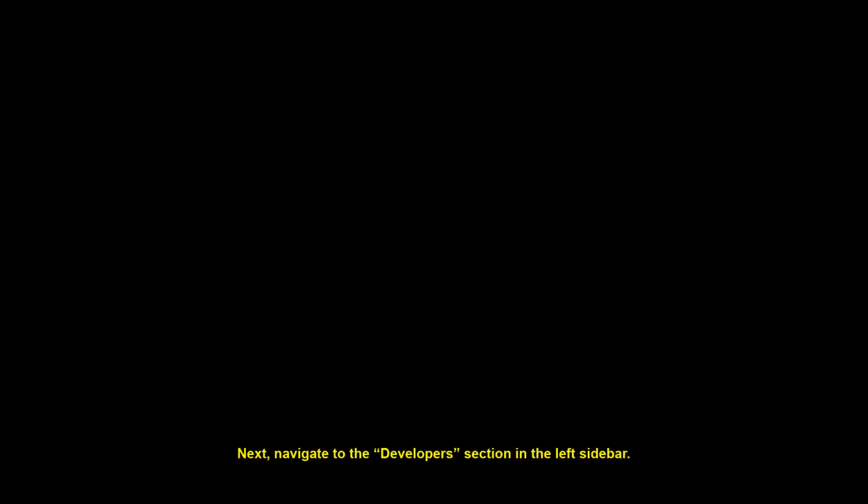Next, navigate to the Developers section in the left sidebar. Select API keys to find your publishable and secret keys. These keys will allow you to connect your application to Stripe's services. Copy your secret key and store it securely.